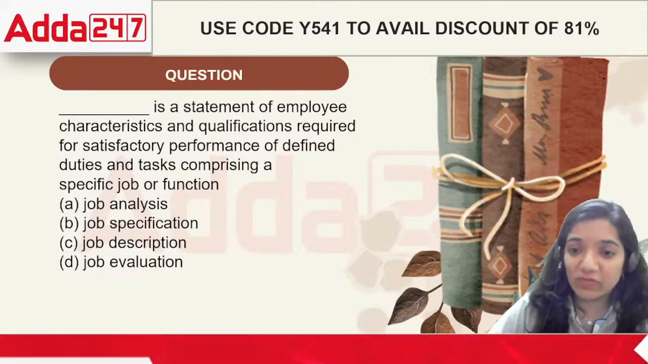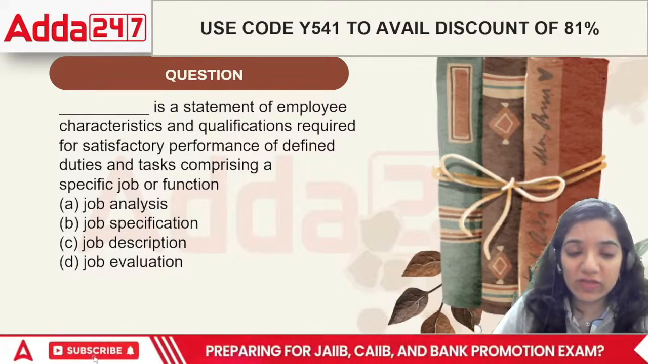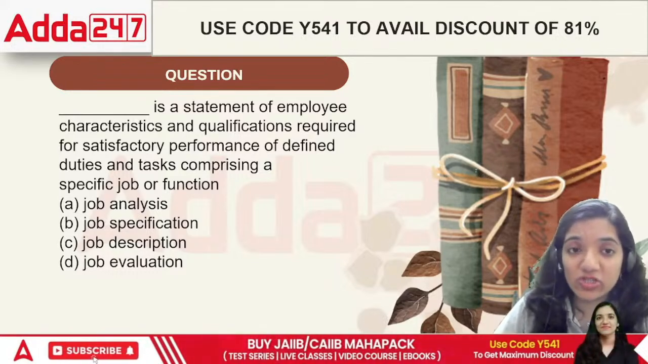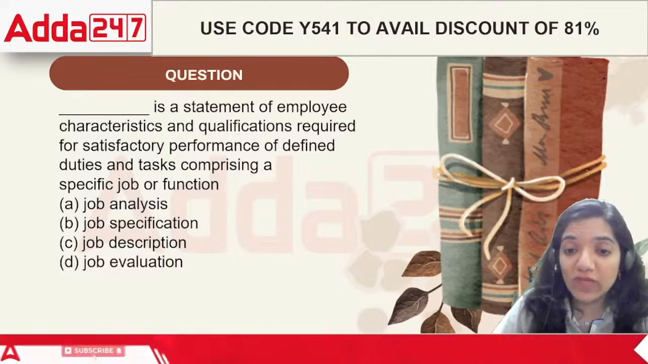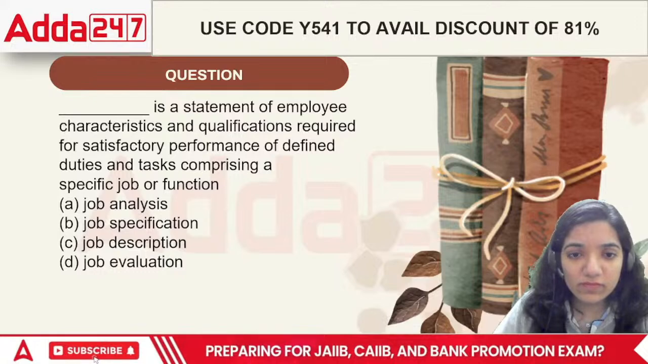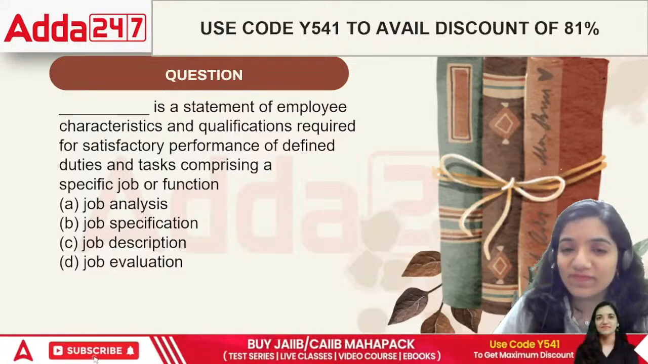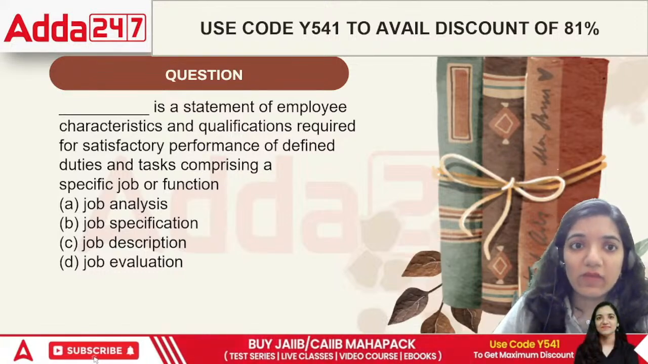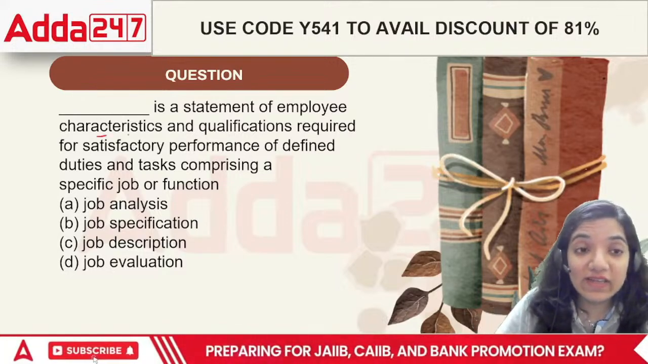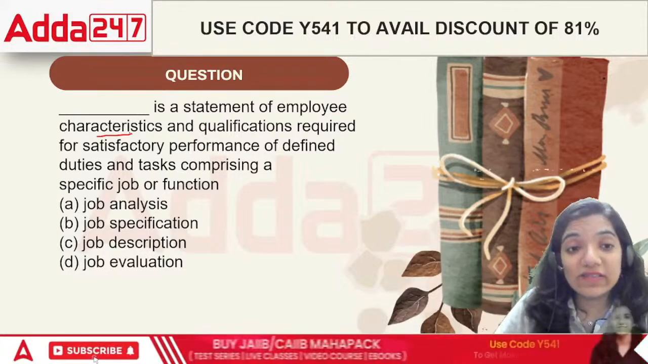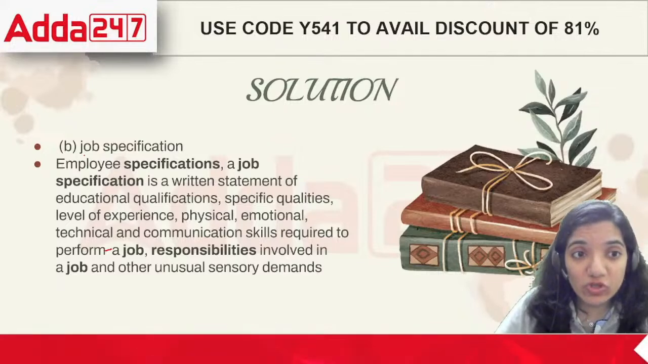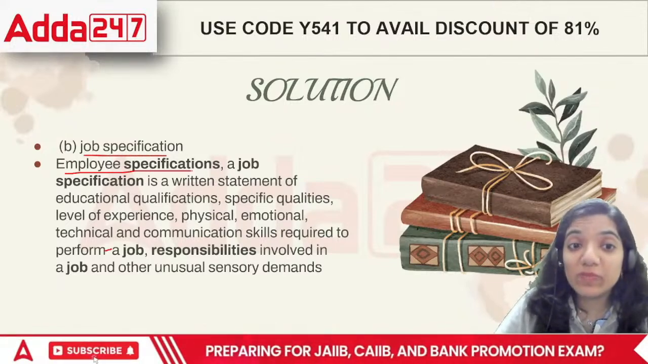If we talk about satisfactory performance, how do we get that? By job analysis, by looking towards job specification, job description, or job evaluation. What is the point there? If I talk about this point, dash is a statement of employee characteristics. If I talk about their characteristics, then the correct answer is job specification. The job specification says employee specifications.